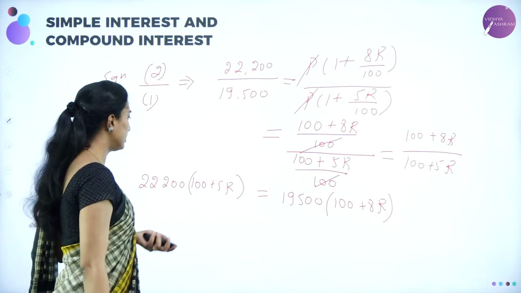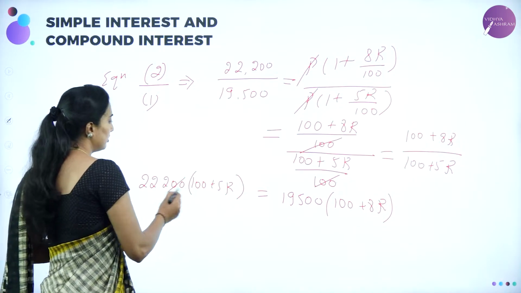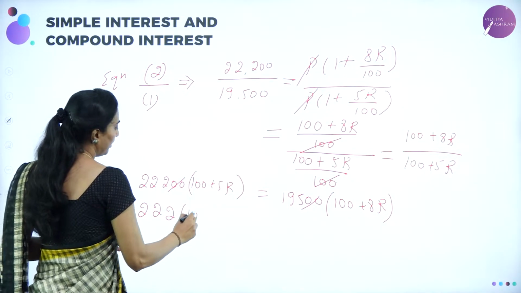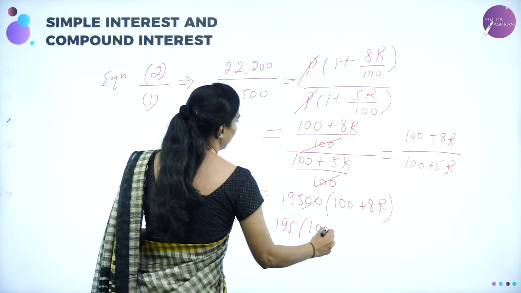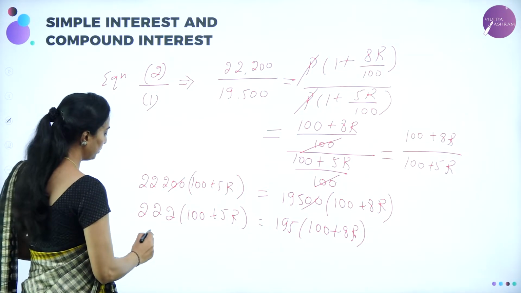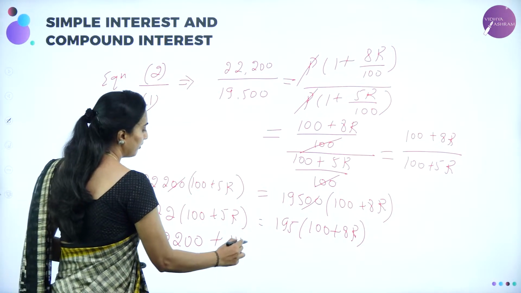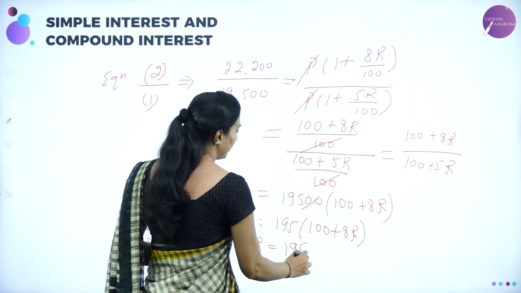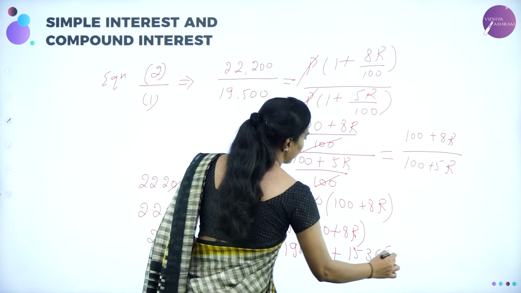Let me multiply this. Now you can cancel the 2 zeros. So the remaining is 222 into (100 + 5R) equals 195 into (100 + 8R). By multiplication you are going to get 22,200 plus 222 into 5, which is 1110R, equals 195 into 100, which is 19,500, plus 195 into 8, which is 1560R. So let us subtract this one.